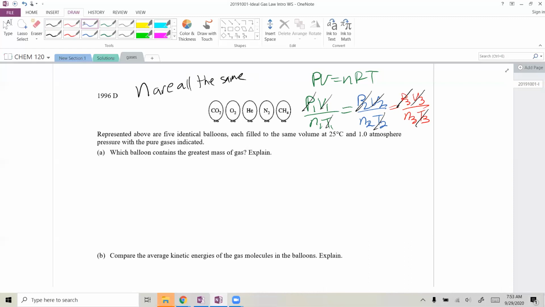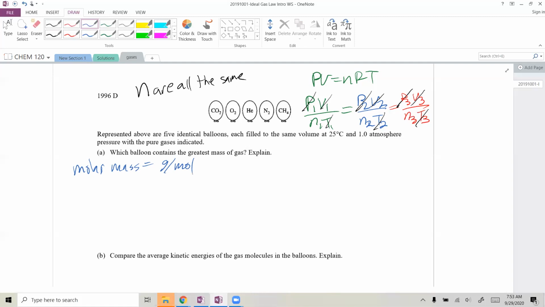Now, that doesn't mean that all of their masses are going to be equal, because each gas has a different conversion from its moles to its grams. And remember, that's called our molar mass. So if they all have the same number of moles, then the one that's going to have our greatest mass is going to be the one that has the largest molar mass. And so let's look at their molar masses.